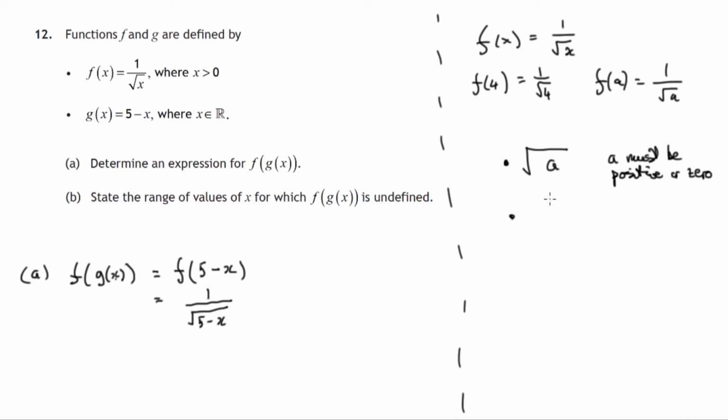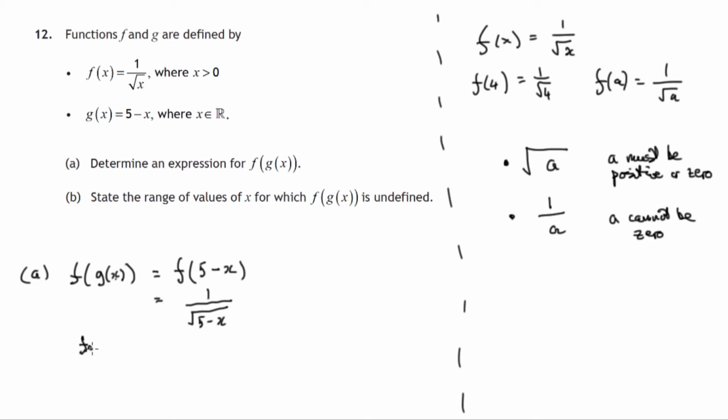The other one is if we're dividing by a number, it cannot be 0. It's the first commandment of mathematics, thou shalt not divide by 0. It's impossible to divide by 0. So we have to watch out for these two things. So since we're dividing, we can't have the square root of 5 minus x being 0, and we can't have 5 minus x being less than 0.